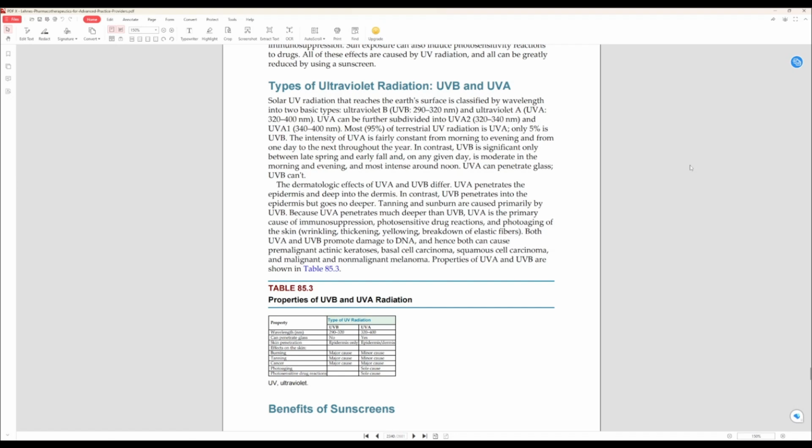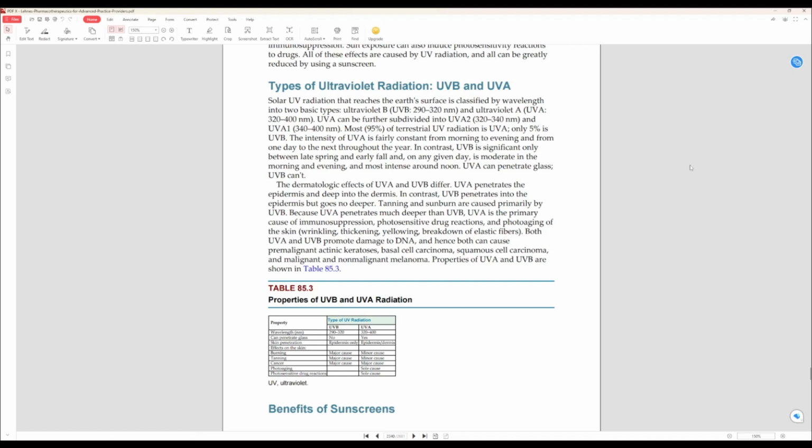The intensity of UVA is fairly constant from morning to evening and from one day to the next throughout the year. In contrast, UVB is significant only between late spring and early fall, and on any given day is moderate in the morning and evening, and most intense around noon. UVA can penetrate glass, whereas UVB cannot.